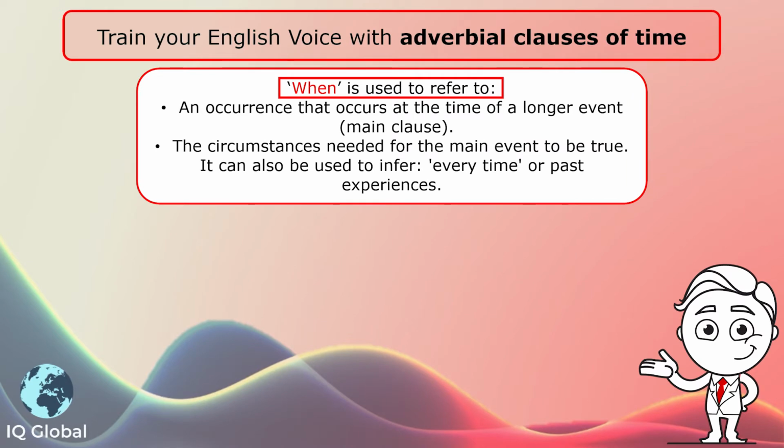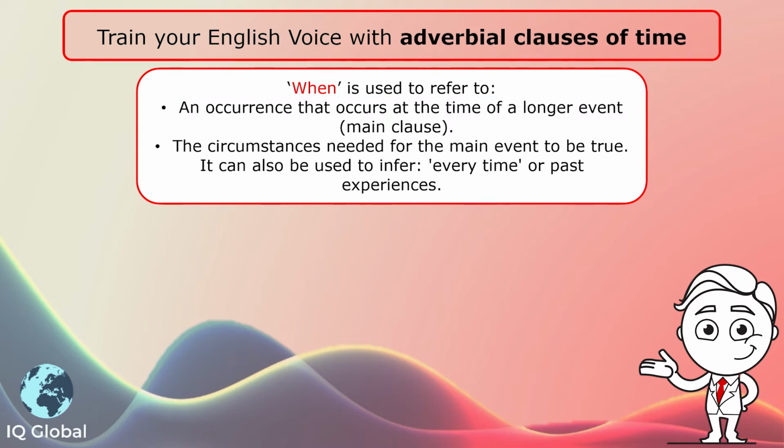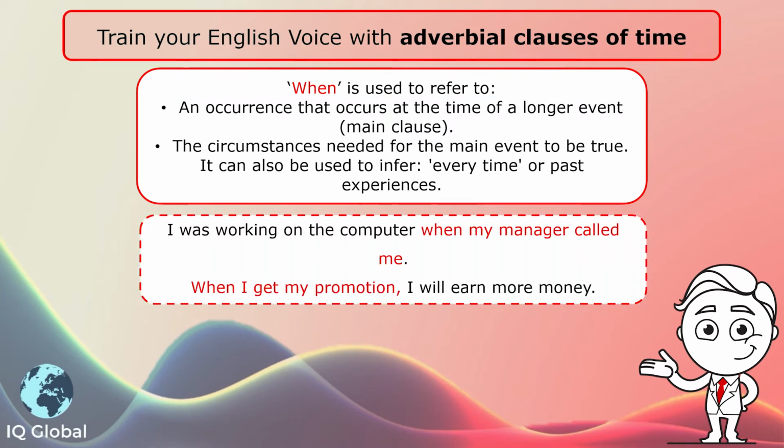When is used to refer to an occurrence that occurs at the time of a long event. Let's look at the first example. I was working on the computer when my manager called me. So the event that occurs is the manager calling. This happens at the same time as a longer event, the main clause, that they are working on their computer.